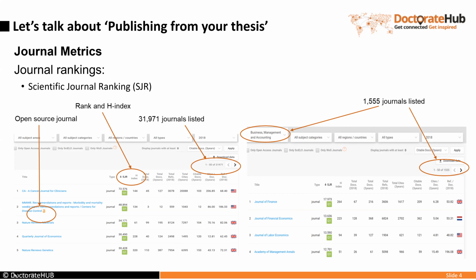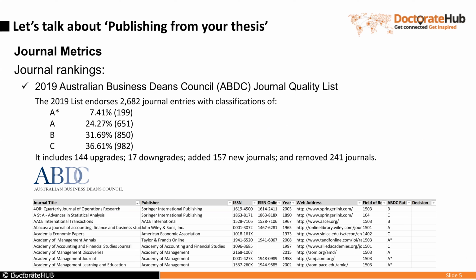Another area to look at is there's two others. One is the ABDC, or the Australian Business Deans Council listing. The most recent one of those is 2019. That gives you a journal quality list. When they did the 2019 listing, they only endorsed 2,682 journals. So you can see the difference of their focus points. And only around 7.5% of those are considered the A+, which is around 200 journals.